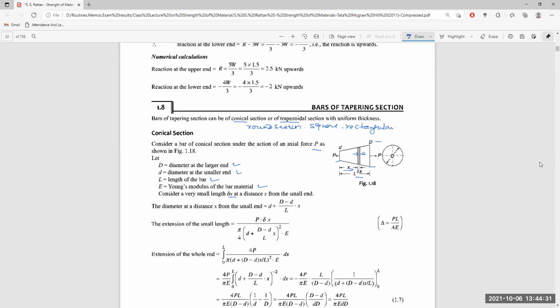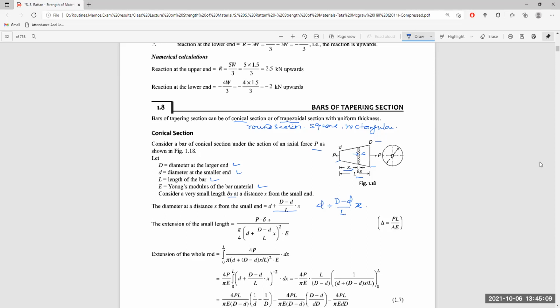First, the diameter of the small end is given as d, plus the rate of change of diameter, which is D minus d. Capital D is the biggest diameter, small d is the smallest diameter, and this diameter changes over a length equal to L. So the rate of change of diameter with respect to length is like this, multiplied by the distance x of the concerned element from the smaller diameter. That's why this form happens. Now we have the diameter itself.